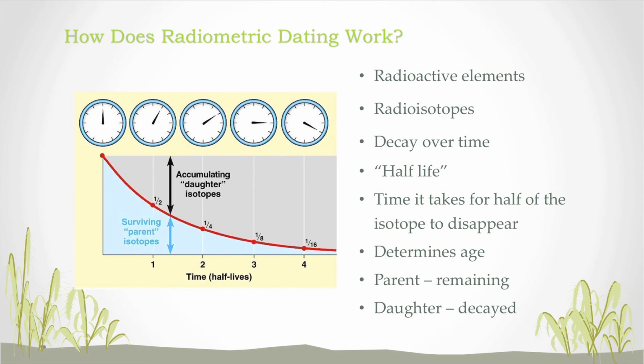How does radiometric dating work? Certain radioactive elements, called radioisotopes, are incorporated into the igneous rock when they crystallize out of molten rock from beneath the Earth's surface. These radioisotopes decay over a constant period of time. This period of time is called the half-life, and it is the amount of time it takes for half of the radioisotope to disappear.